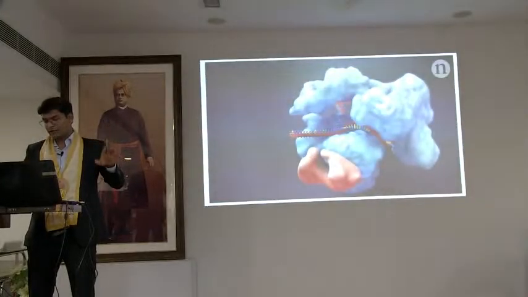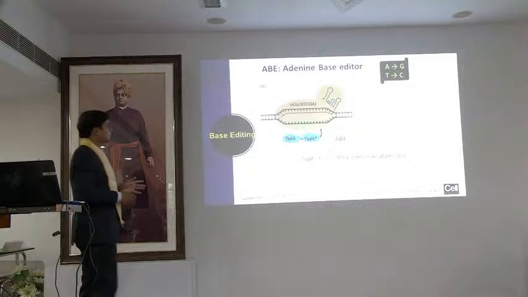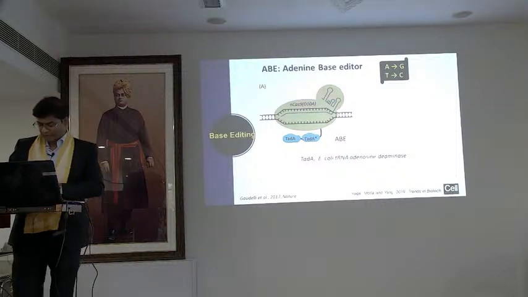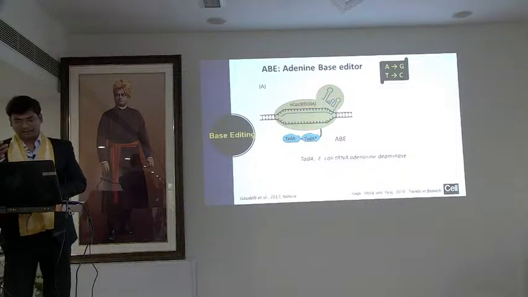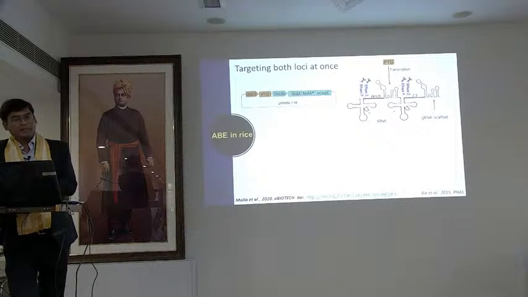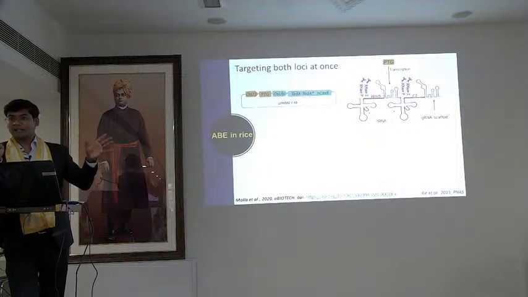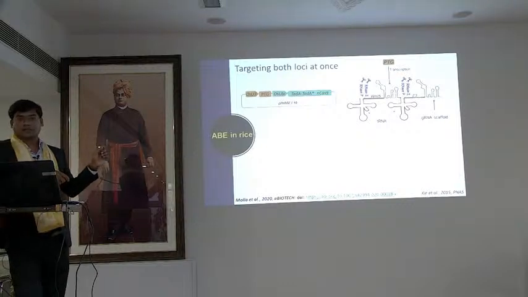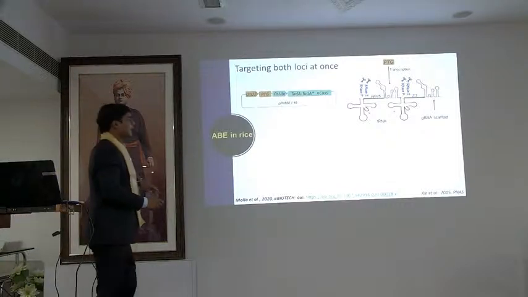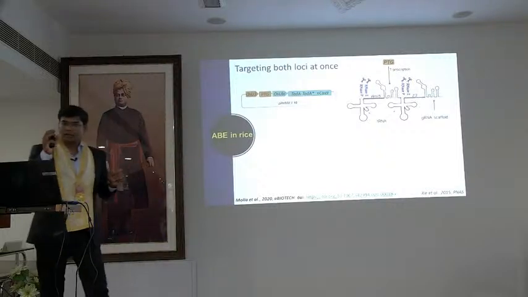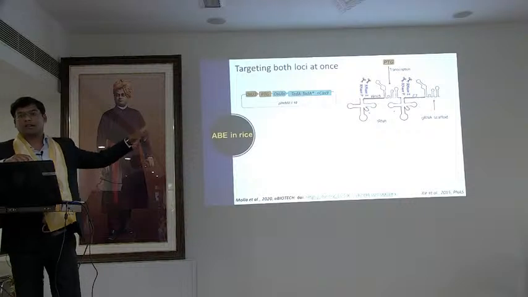So I will give you an example from my work. This is a base editing tool called adenine base editor. This is nCas9, and this is the deaminase that can deaminate adenine in DNA. What we did, we first tried to see whether this adenine base editor is working in rice or not. So we designed two different genetic addresses, one for the WSL5 gene, and another is Z3. In RNA form, the guide RNA looks like this, starting from here to here, another starting from here to here.